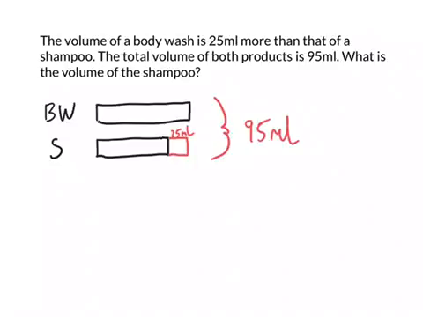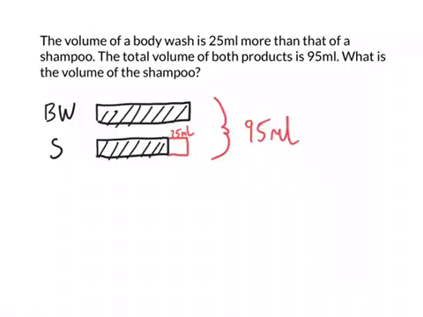Actually, that's without this red bit here. So this is the volume of the body wash bar, this bar here, and the shampoo bar, this bar here. We're not including this bit in the 95 millilitres. But if we want a good way of trying to work out how much both of these bars are, we can imagine that the shampoo is the same size as the body wash. So we add 25 millilitres on to the shampoo, and bring it back up to the same size. So in effect, we're imagining they're both the same size.